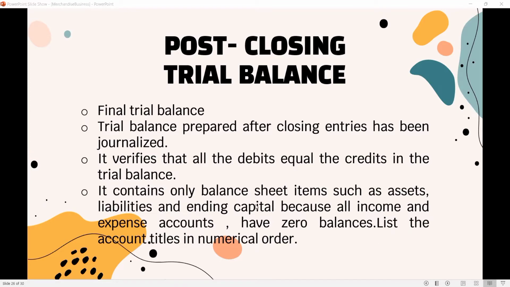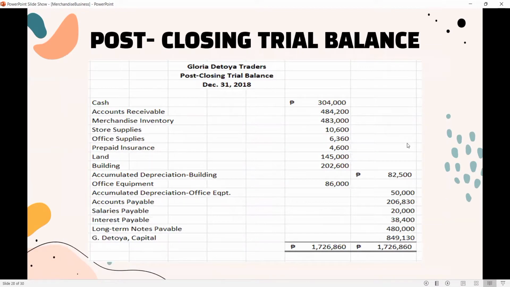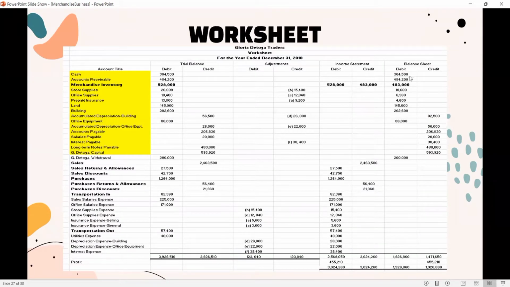Next. So meron tayong worksheet dito. Itong mga highlight naman na yellow na ito, ito lang yung ilalagay natin sa post-closing trial balance natin. And titignan lang natin sila dito under the balance sheet. Okay, so meron tayo, dito na yung post-closing trial balance natin. We have Gloria de Toya Traders, post-closing trial balance, December 31, 2018. So we have cash na 304,000. Ito yon, 500.